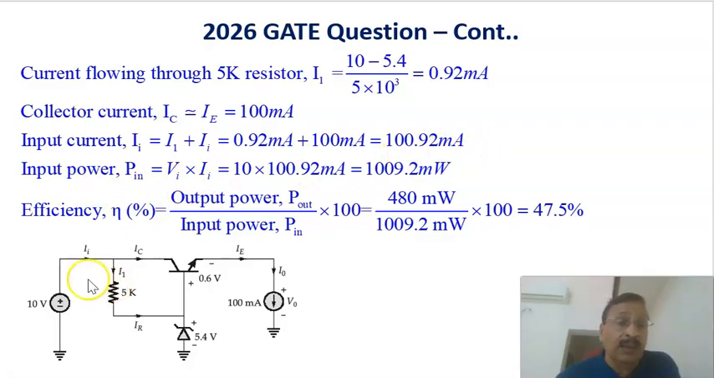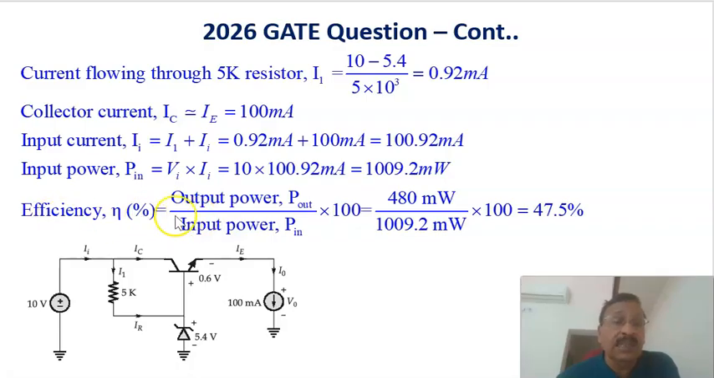Now the input power is given by this current times this voltage, which is equal to 10 into 100.92 milliamperes, or 1009.2 milliwatts. Therefore, this is the input power, and 480 milliwatt is the output power.